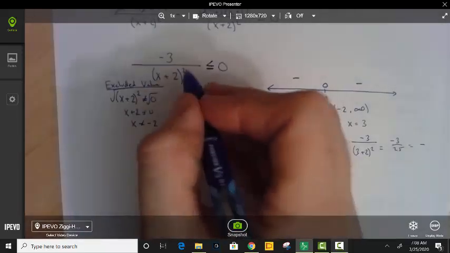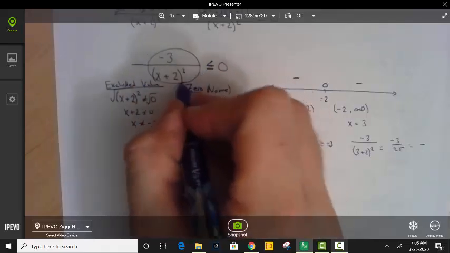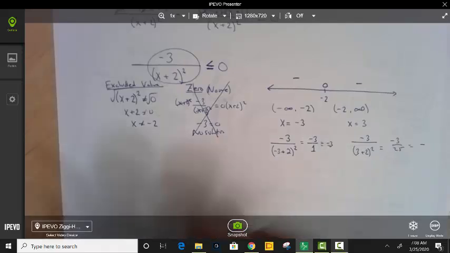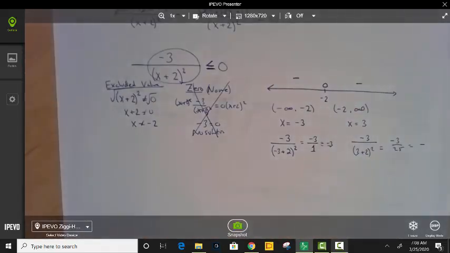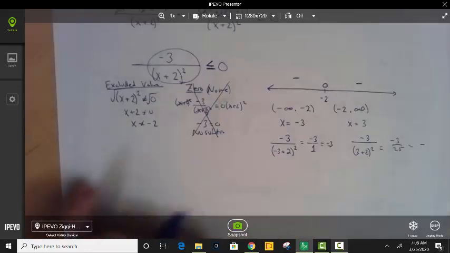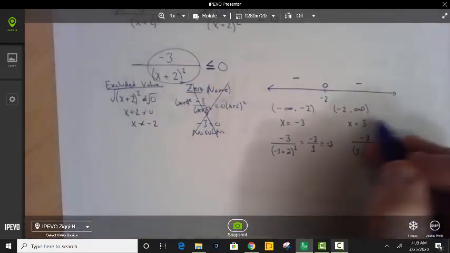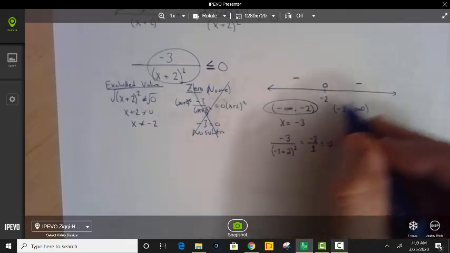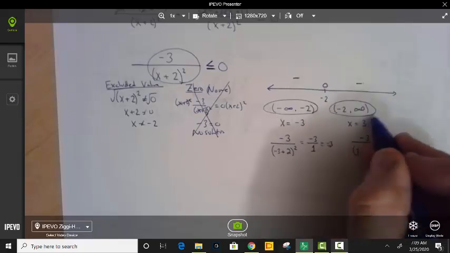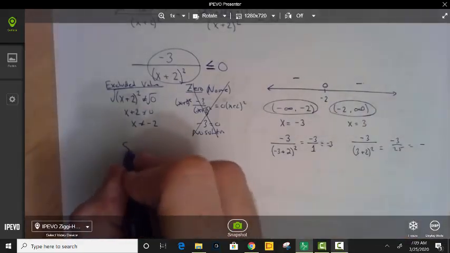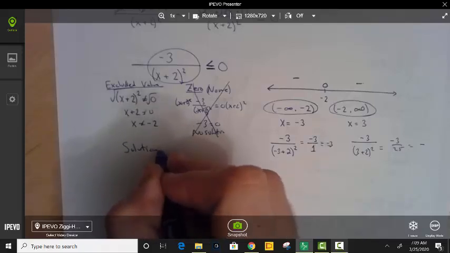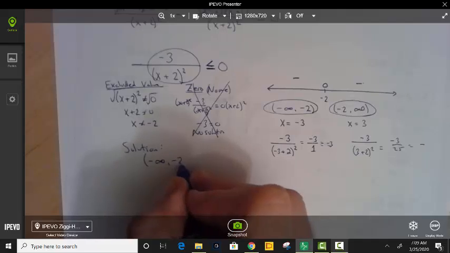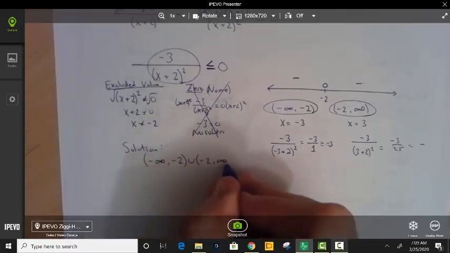So this question is asking, when is this expression less than or equal to 0? Well, the fact that it doesn't have any x-intercepts means it will never equal 0. So it will only have the option of being less than 0, which means negative. The sign diagram that we've created says that it's negative from negative infinity to negative 2, and negative from negative 2 to infinity. Okay, so the solution to this inequality is negative infinity to negative 2 union negative 2 to infinity.